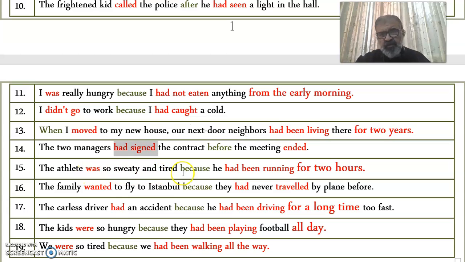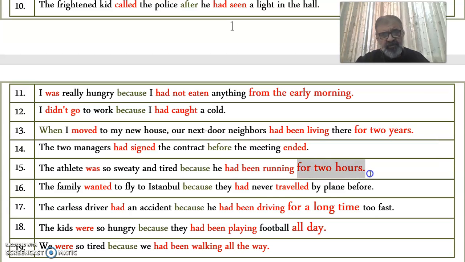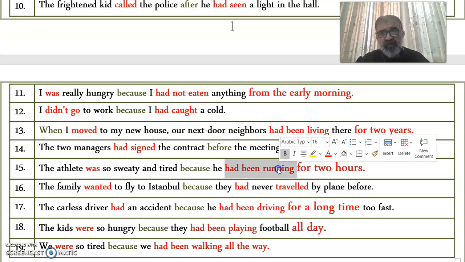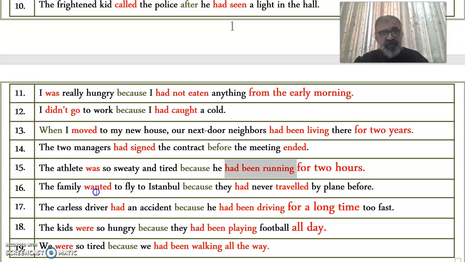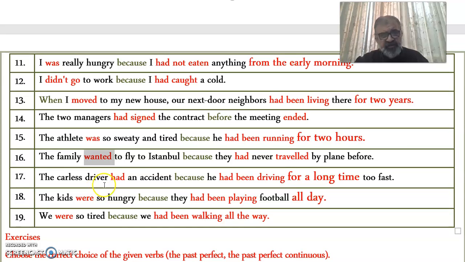The athlete was so sweaty and tired because he had been running for 2 hours. That's a duration. Past perfect continuous. Okay? The family wanted to fly to Istanbul because they had never traveled by plane before. No duration. Because is followed by action 1, preceded by action 2. That's simple. The careless driver had an accident. That's action 2. Because he had been driving for a long time. For a long time, duration. Or you could say too fast for a long time.